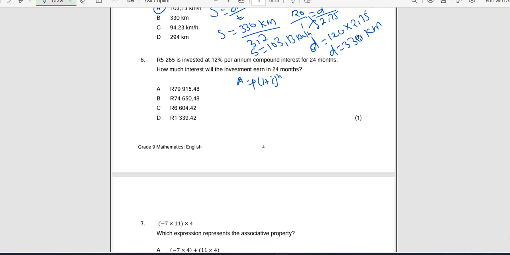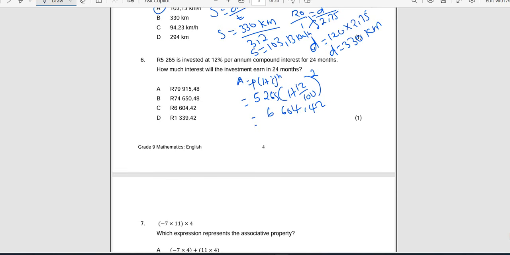All right. So my P is 5,265, times 1 plus my I, which is 12%, 12 over 100. How many years in 24 months? It's 2 years. Don't write 24, guys. N is the number of years, not the number of months. 24 months is 2 years. And the answer is going to be 6,604.42.